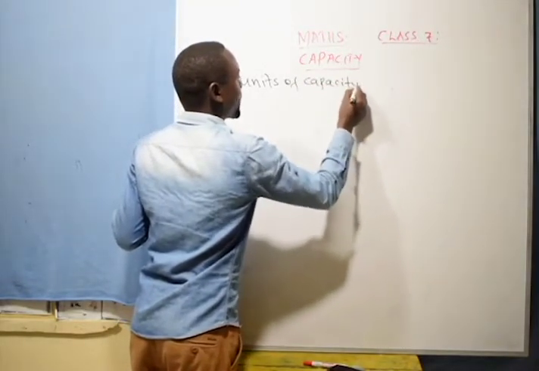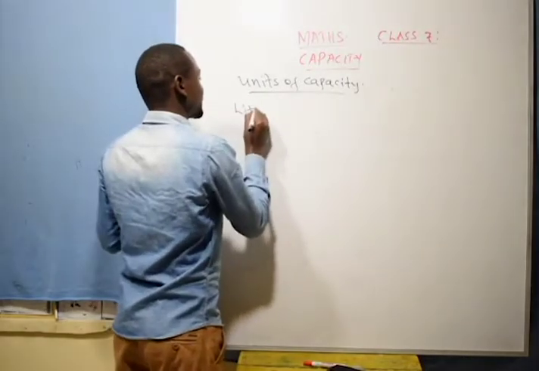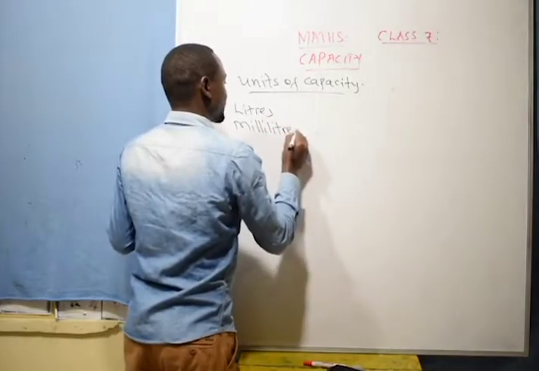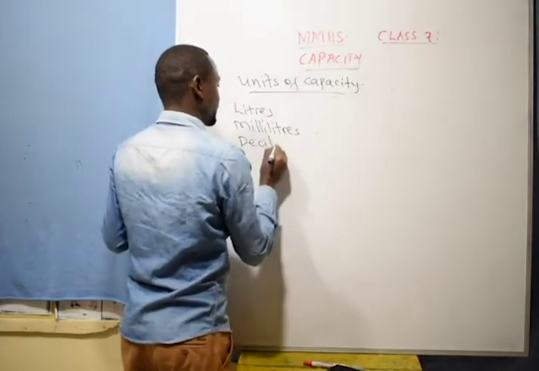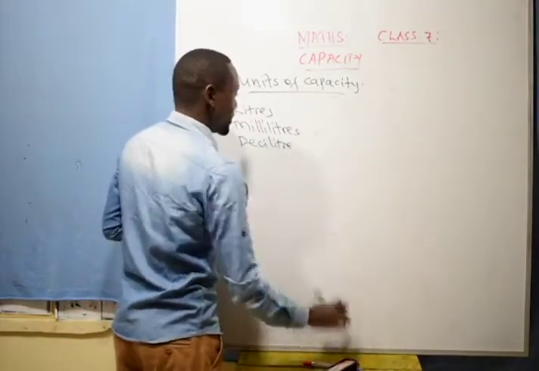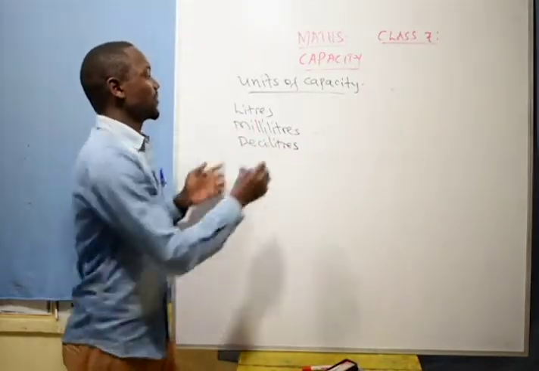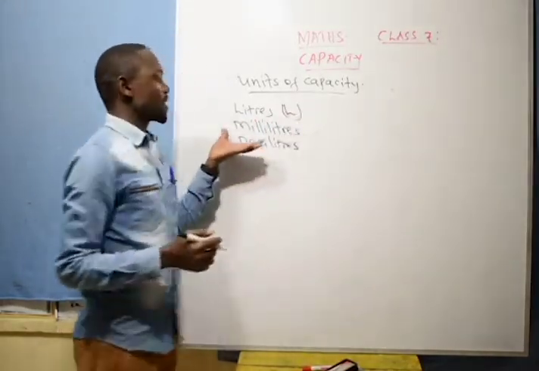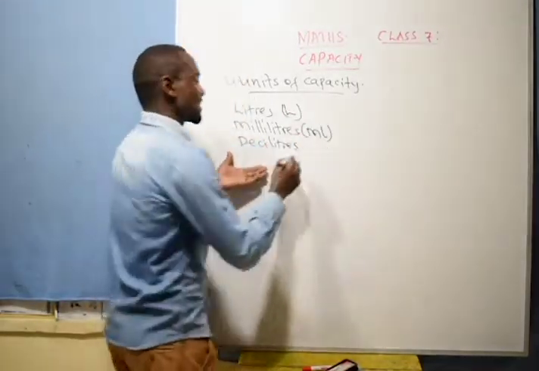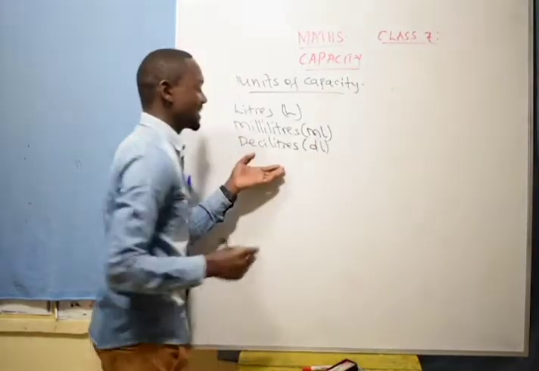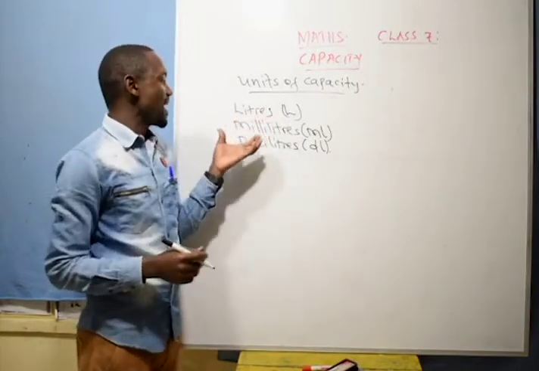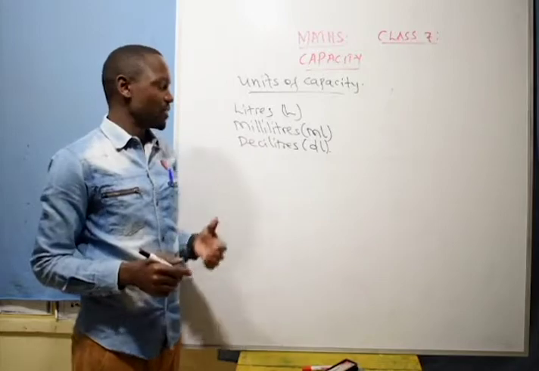These are, capacity is given either in liters, milliliters, or deciliters. There are very many units of capacity, but these are the main units that we are going to look at. The liters, which is abbreviated as L. The milliliters are abbreviated as ML, and the deciliters are abbreviated as DL. Liter is the largest unit of capacity, while milliliter is the smallest unit of capacity.